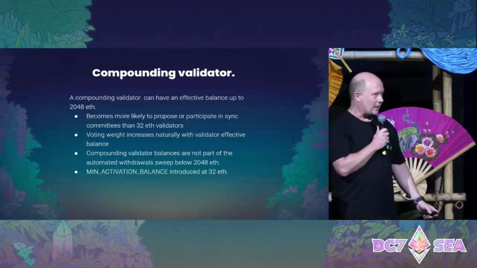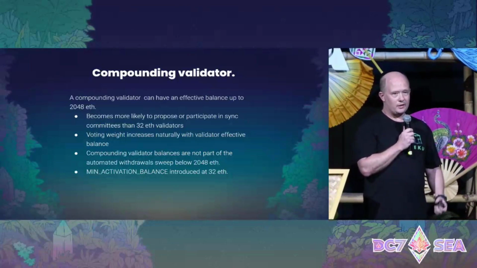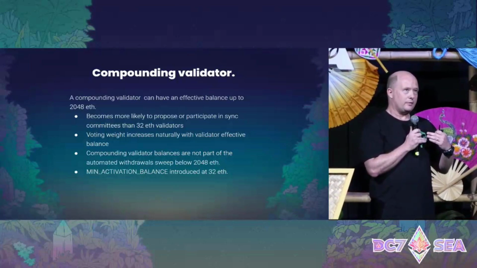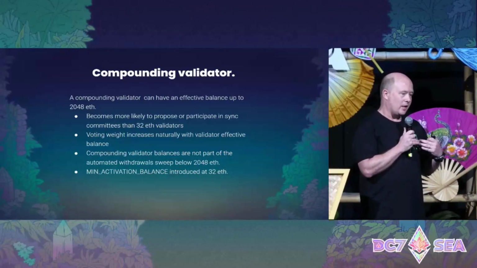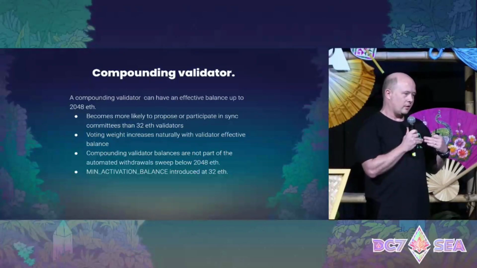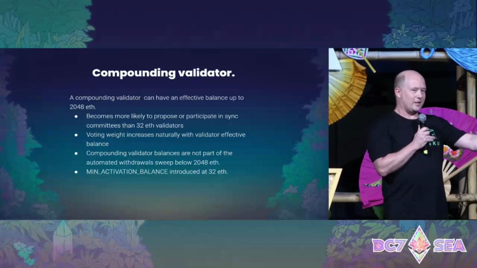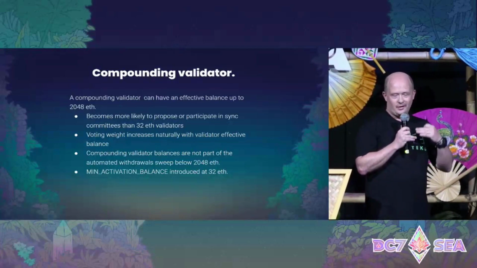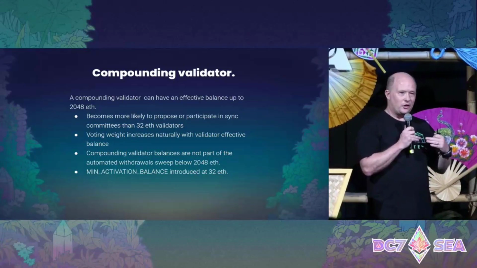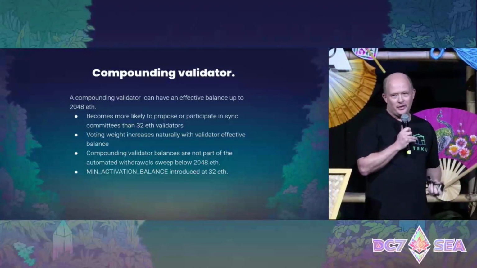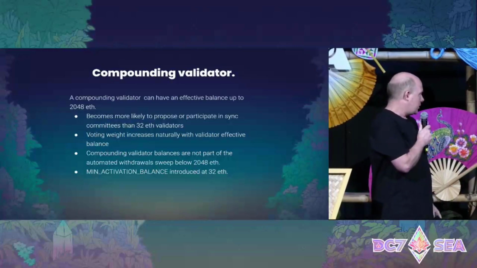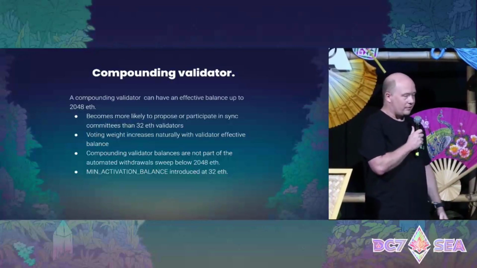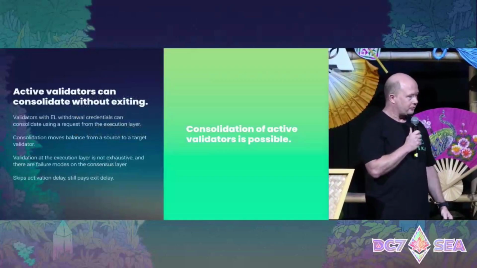And the minimum activation balance is something that we added. So the problem that we had when we were going into this EIP is that we wanted to change the maximum effective balance, but we also wanted people to be able to activate at 32 ETH. So we can't just reuse the maximum effective balance like we had previously. So there's now a min activation balance which we use.